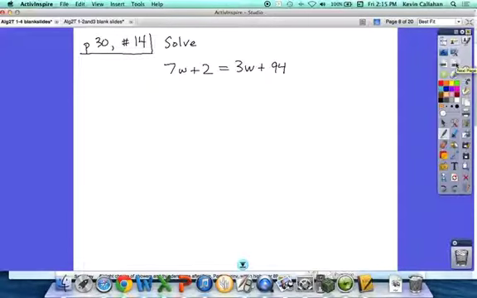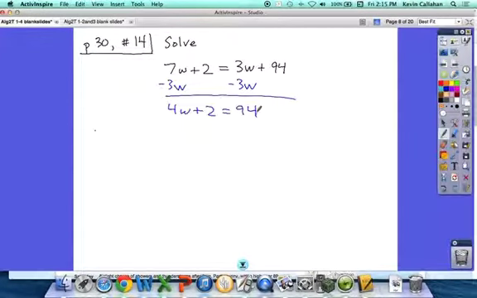So this example here, is there any combining of like terms we need to do on the same side of the equal sign? Are there any like terms to take care of on one side of the equal sign? No. So we can go to the next step, which is move the variable terms. Which is the smaller coefficient of those two variable terms? The 3w, right? So how can we move that term or cancel it from the side? Subtract it, right? So minus 3w minus 3w. So that's 4w plus 2 equals 94.